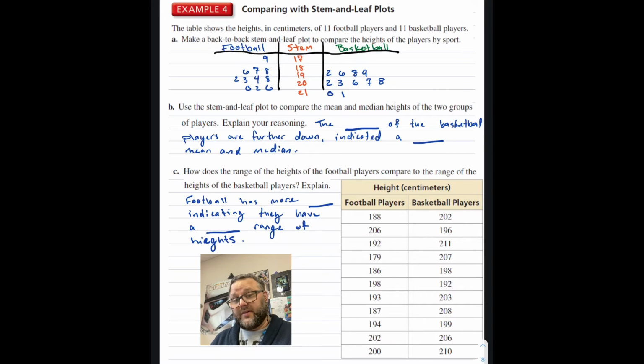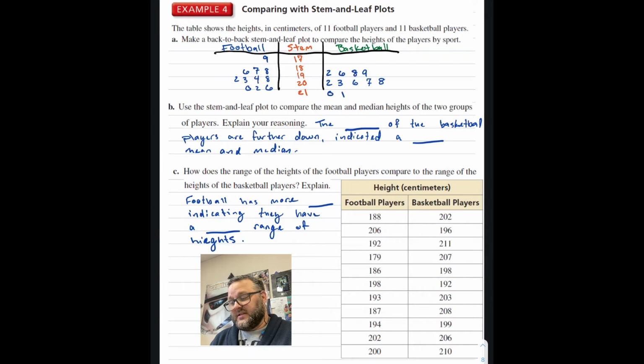All right, here we go on to the last example. Here we're comparing stem and leaf plots. This is actually a double stem and leaf plot. So you've got the stem in the middle and the leaves go in both different directions, usually for different categories. And they're great ways to be able to compare some things. And that's what we're going to do here.